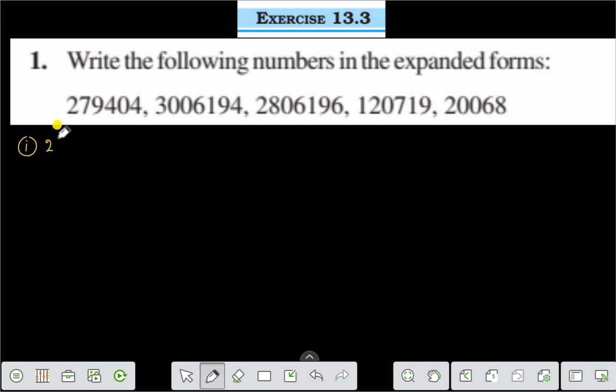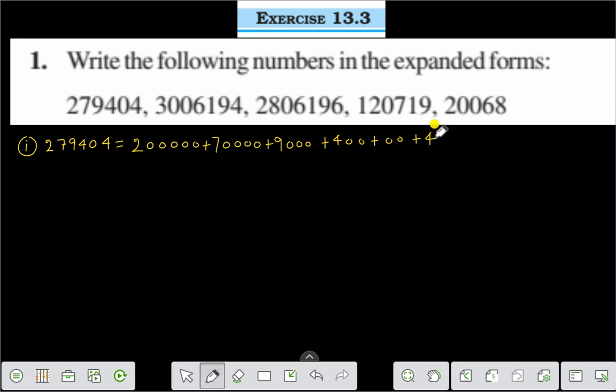2, 7, 9, 4, 0, 4. It can be written as 2. How many digits? 1, 2, 3, 4, 5. That is 5 zeros, plus 7. How many digits? 1, 2, 3, 4, plus 9. After 9, how many digits? 1, 2, 3, plus 4. How many digits is there? 1, 2, that is 2 zeros, plus 0, 0 plus 4.